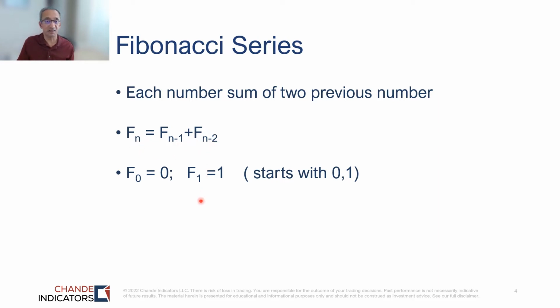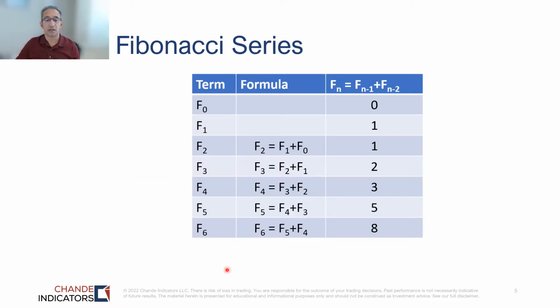And then the series needs some starting conditions, and for the Fibonacci series they are that f0 is 0 and f1 is 1. So with these data, it's very easy to calculate all the terms in the Fibonacci series. So this is a table that shows you how we generate numbers in the series.